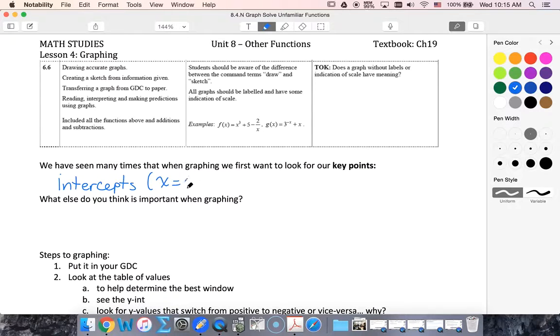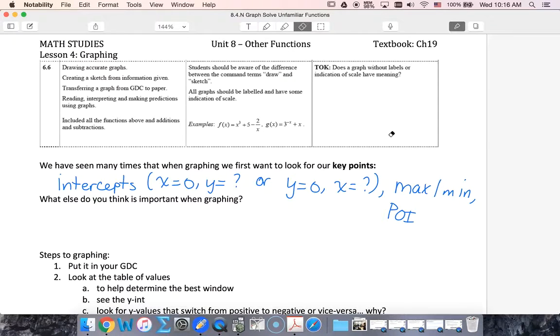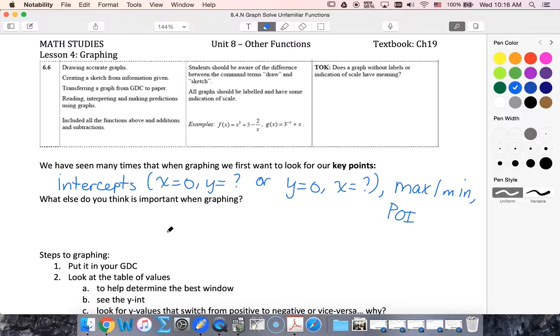So when x equals 0, figuring out what y is, or when y equals 0, figuring out what x is. We also want to find points of intersection, maxes and mins. All of those are important. Okay. What else do you think is important? So I'm going to leave this for you to think about, but I'm going to point out that your course syllabus gives you some hints.